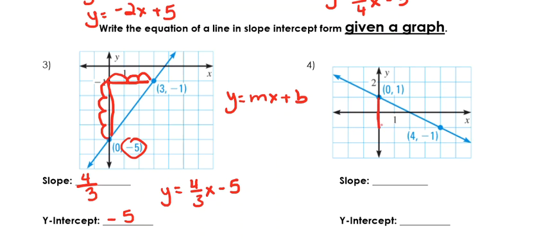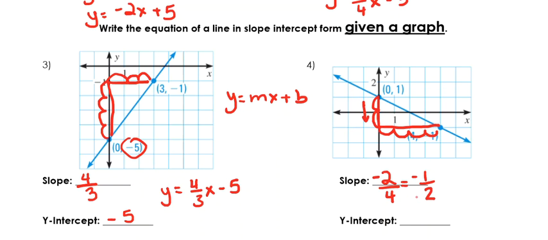So this is what your triangle would look like. And now up and down is going down 2 spots, 1, 2, down 2 spots. So it's going to be -2. And it's going to the right 1, 2, 3, 4. Right 4. And when you simplify this, you're going to get -1/2.